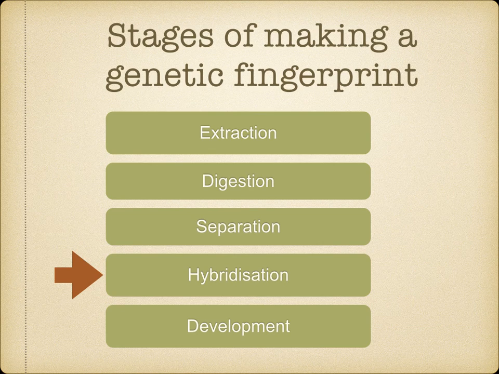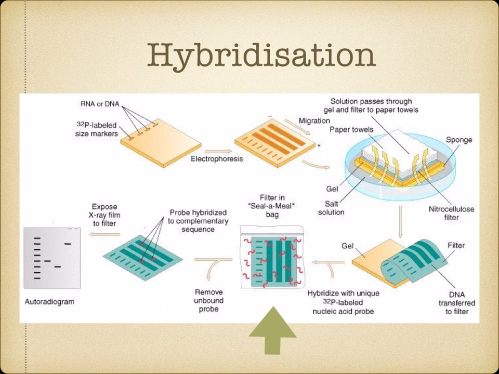Okay, hybridization. Radioactive or fluorescent DNA probes are now used to bind onto the core sequences. The probes have base sequences that are complementary to the core sequences and bind to them under specific conditions such as temperature and pH. The process is carried out with different probes, each of which binds with a different core sequence.